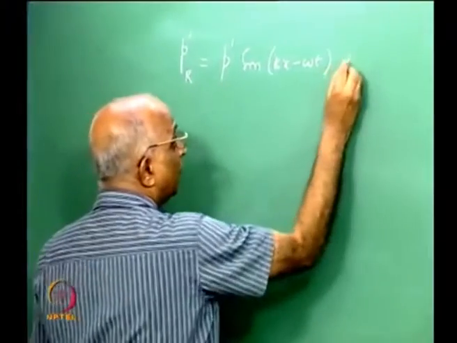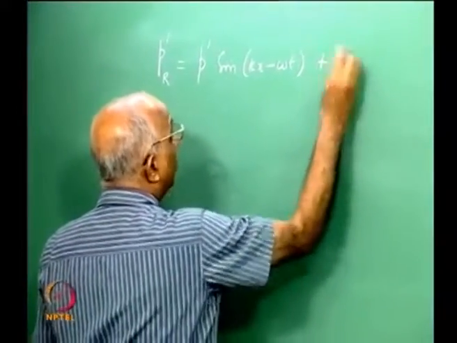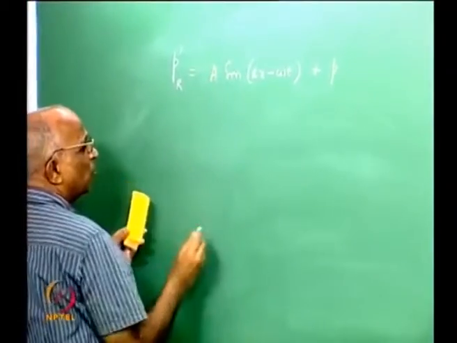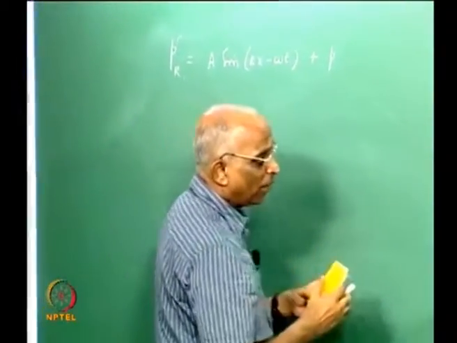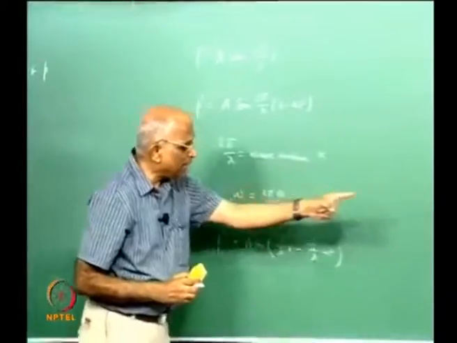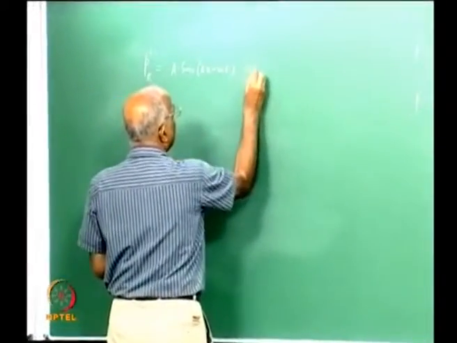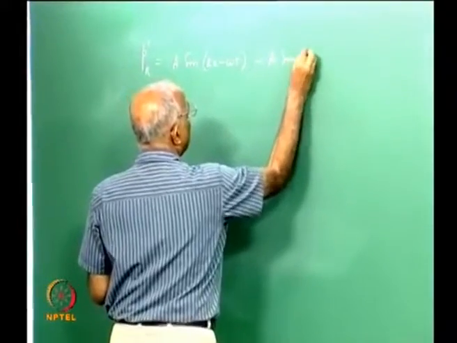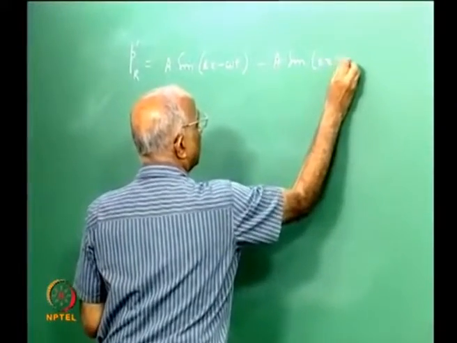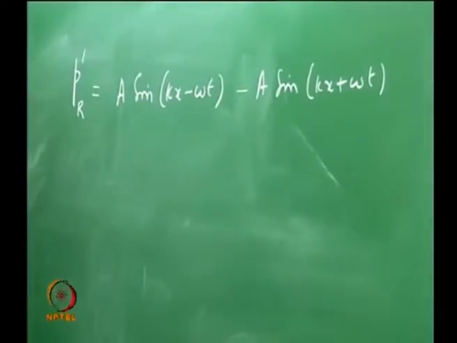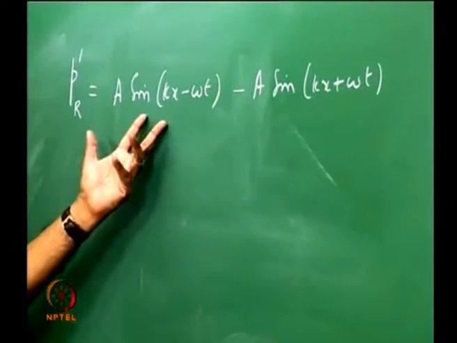Now, plus I have P prime, or let us keep the same notation, A sin(kx minus omega t), and the reflected one we just now saw is equal to minus A sin(kx plus omega t). This is the resultant. If this is the resultant, let us try to solve this.